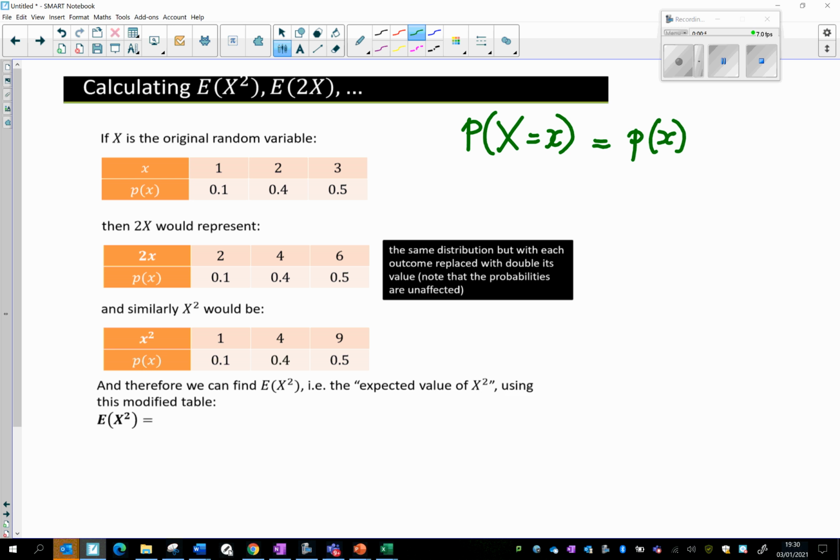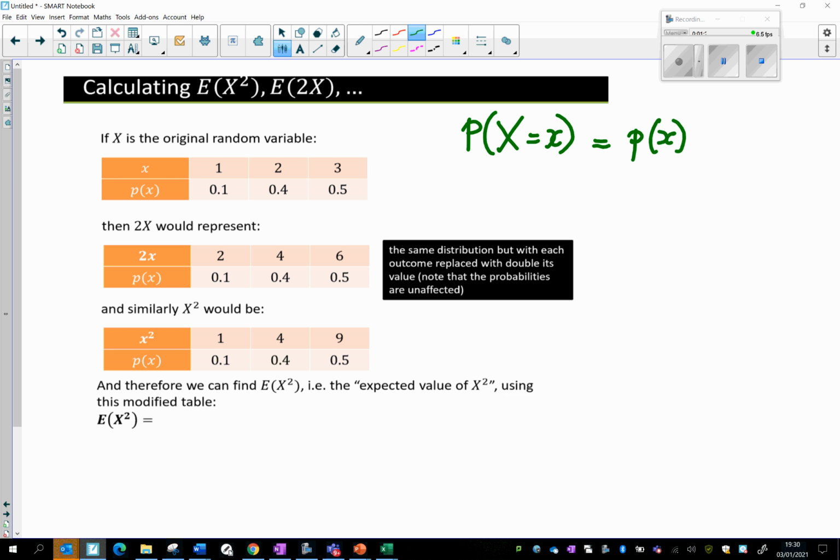Let's say we then wanted to work out the probability distribution table for 2x. Well, all we do is double the values of x to get 2, 4, 6. The probabilities don't change. They stay as 0.1, 0.4, 0.5. And if we wanted a probability distribution for x squared, then we square each value of x to get 1, 4, 9. Probabilities stay as 0.1, 0.4, 0.5. Now, the last one is particularly important because it's used in calculating the variance.